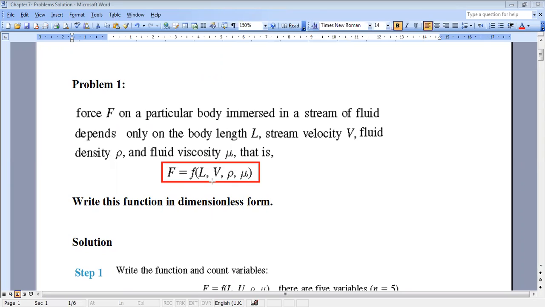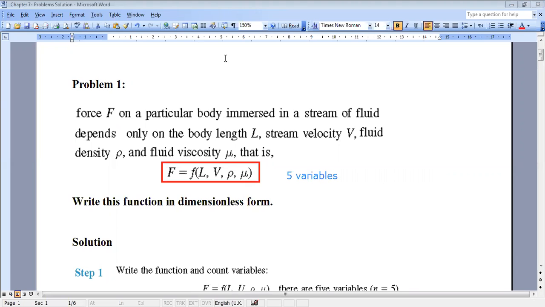The whole idea now is to do this work in steps. The first step is to determine the number of variables we have. How many variables are involved in this case? We have the force, the length, and so on. You have 4, but you should also count F. So in total you have 5 variables. You don't only count L, ρ, V, and μ, you also count F with them. This is the first step to do.